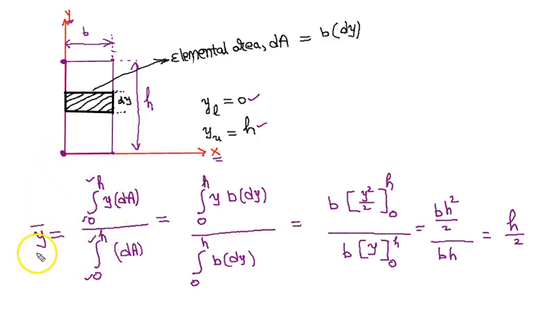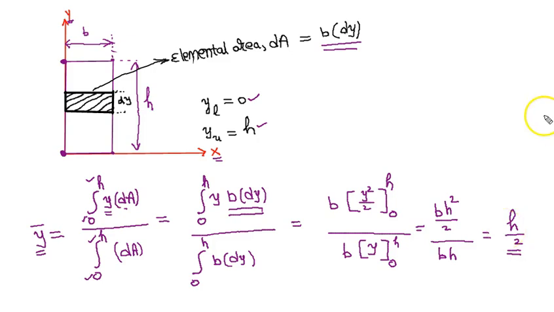With this, we write the formula for y bar as integral y dA. Recall that in the previous case, when we wanted to find the x coordinate, you had x dA. When we want to find the y coordinate, you have y dA. You evaluate this integral, noting that this dA is really b times dy as shown over here, and get the location of the centroid at a distance of h over 2 from the x-axis.